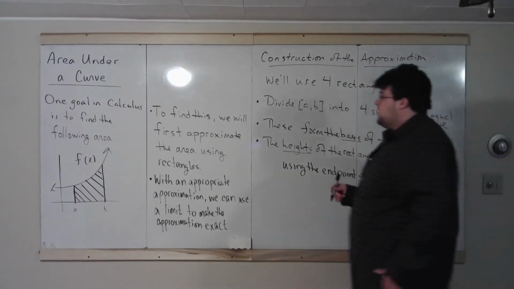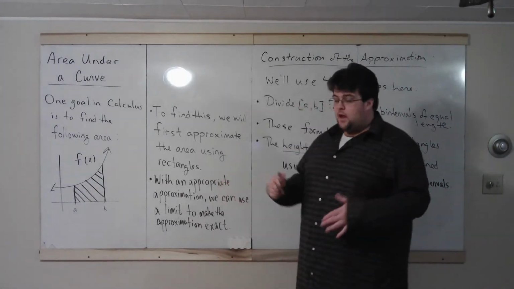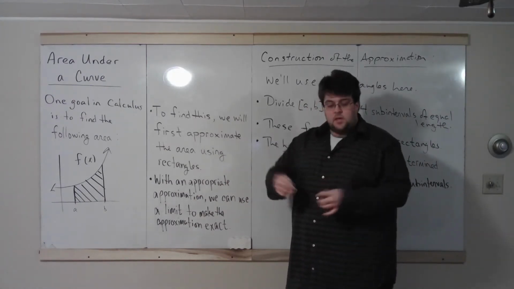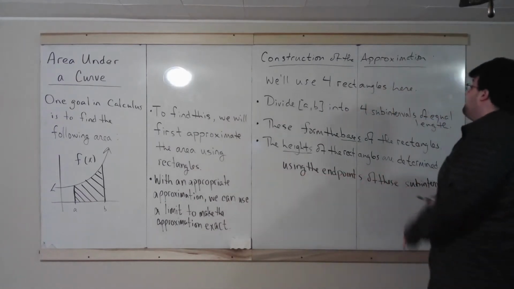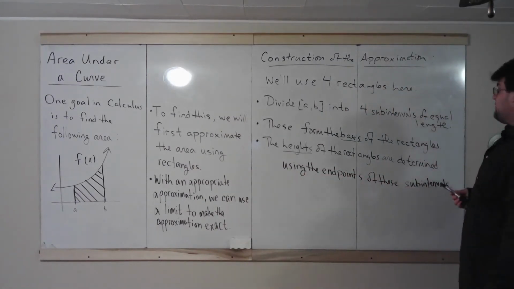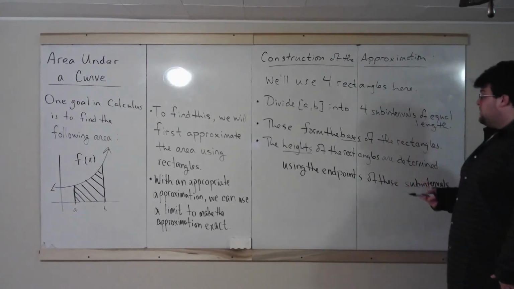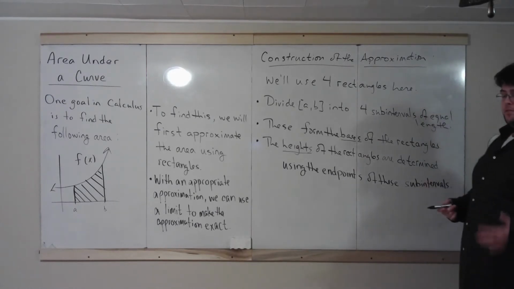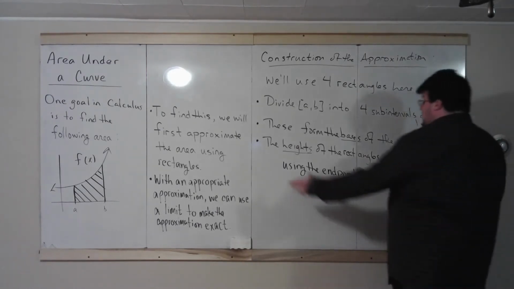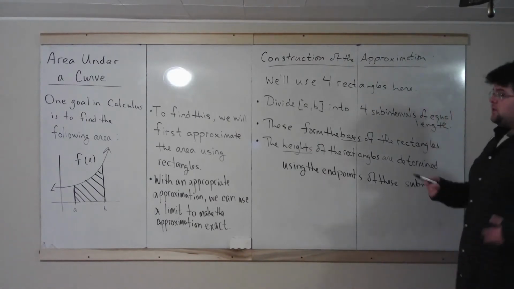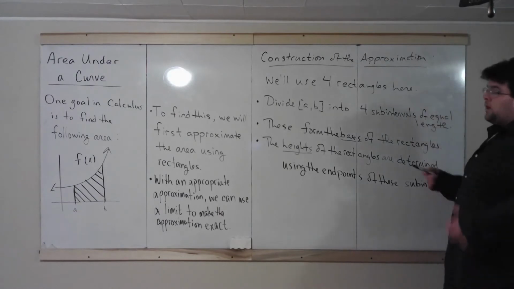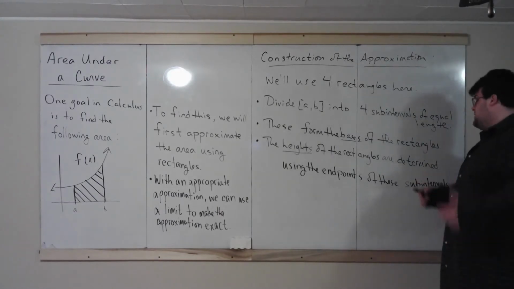We are going to approximate the area using rectangles. We're going to want to find the area of a rectangle. The area of a rectangle is, well, it's one side times the other side. Divide a to b into 4 subintervals. Those will form the bases. So from that, we have one of the sides of the rectangle we need to find the area of the rectangles. Now, the heights of the rectangles will be determined using the endpoints of these subintervals. Well, we're going to use the endpoints of these subintervals.